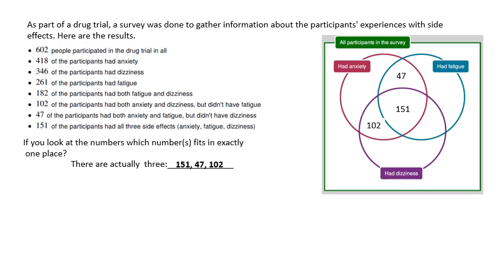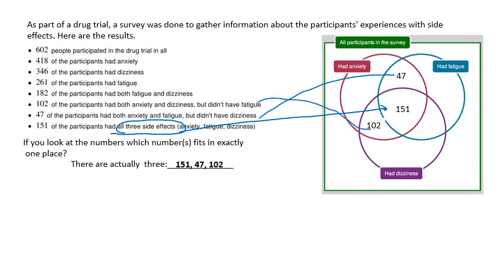The 151, because they belong to the group that have all three side effects, meaning you're right here, all three. The 47, you have anxiety and fatigue, but you don't have dizziness. So the 47 goes right here, because you don't have dizziness, so you know you're in that region. Anxiety, fatigue, no dizziness.